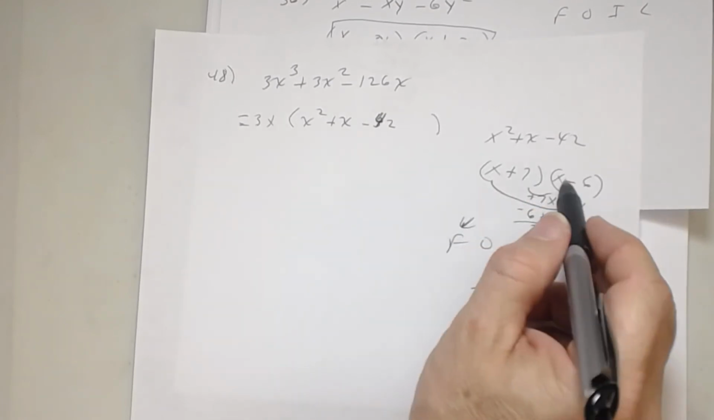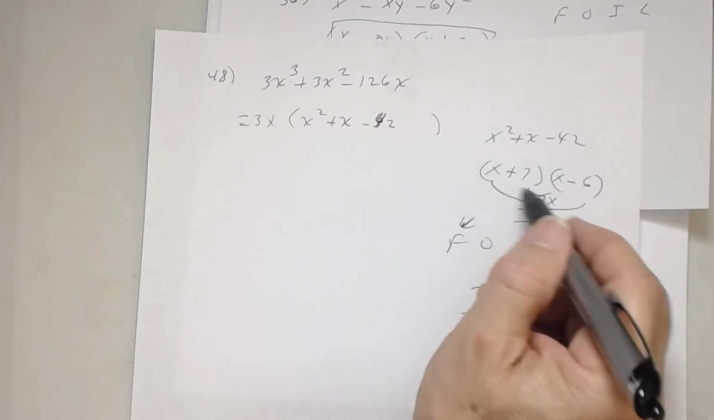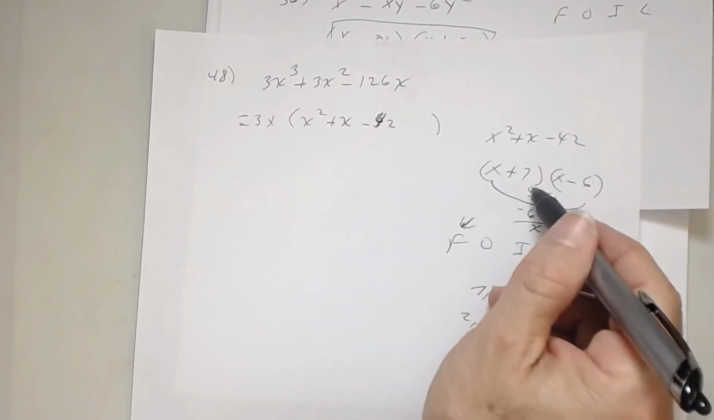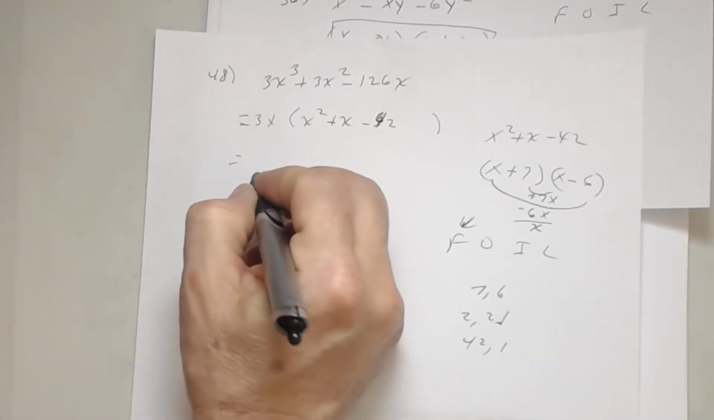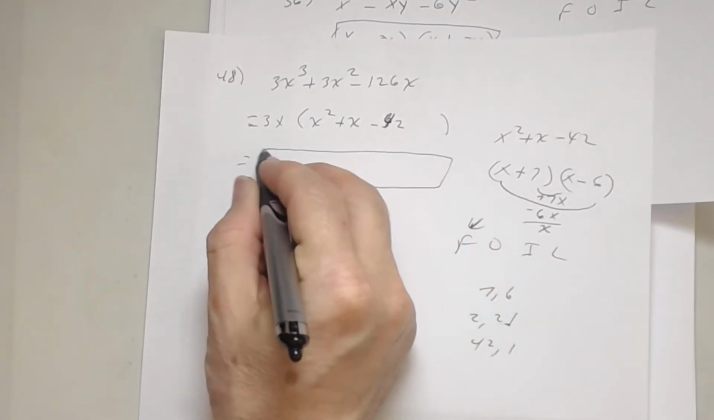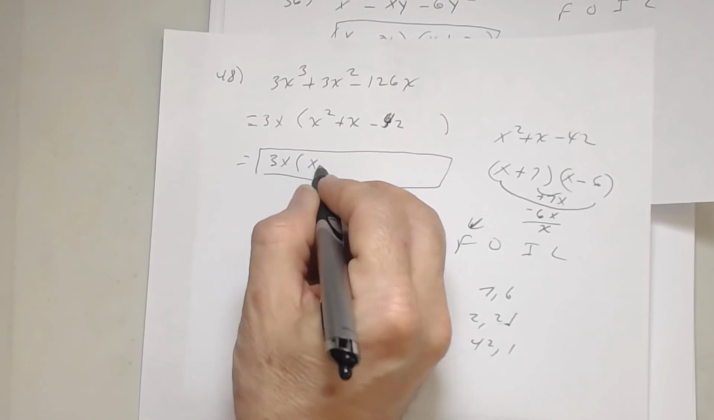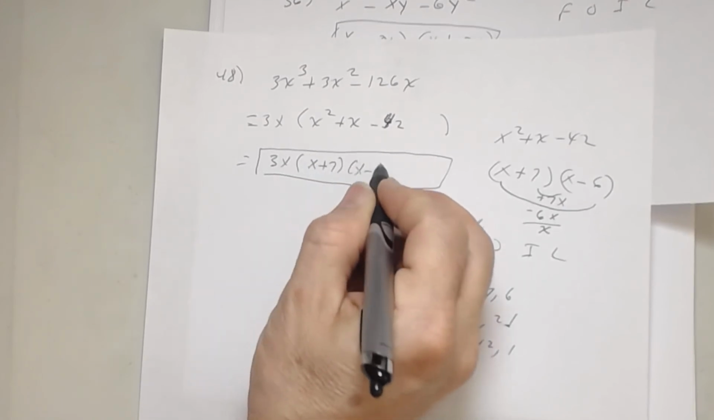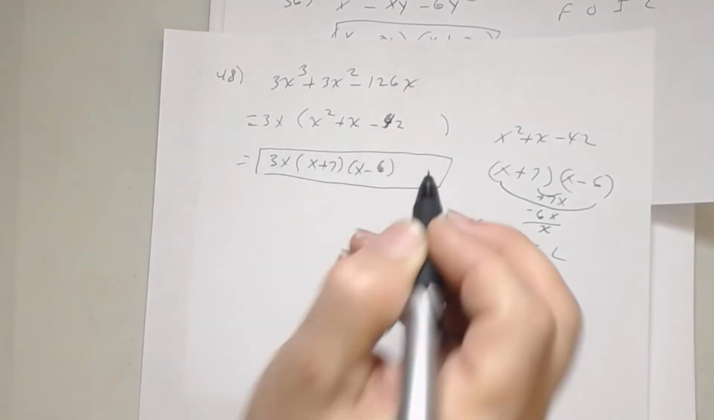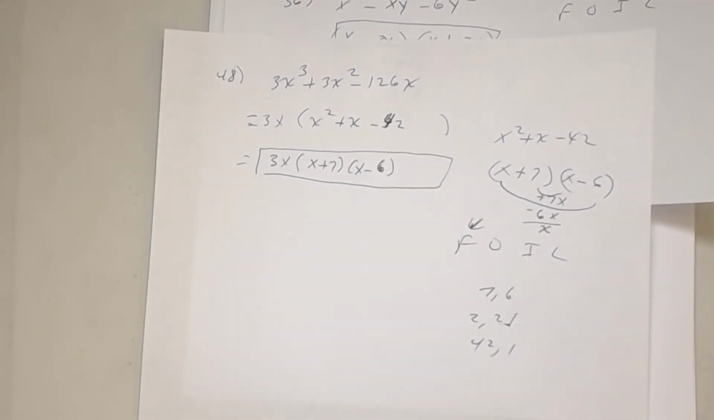Now don't forget, a common mistake is to stop here, and that's not correct, because you can't forget about your GCF. So the answer is this. It's 3x times what? x minus 6. Okay?